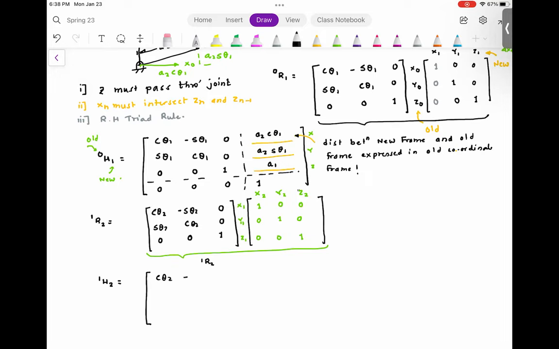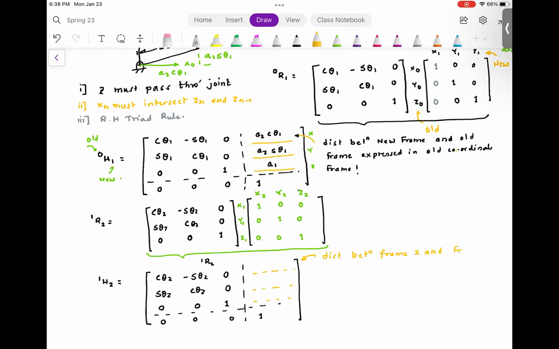Cosine theta 2, minus sine theta 2, 0, sine theta 2, cosine theta 2, 0, 0, 0, 1, and 0, 0, 0, 1. And again, here, this is the distance about x, y, z. So this is again the distance between frame 2 and frame 1 in the first coordinate frame.